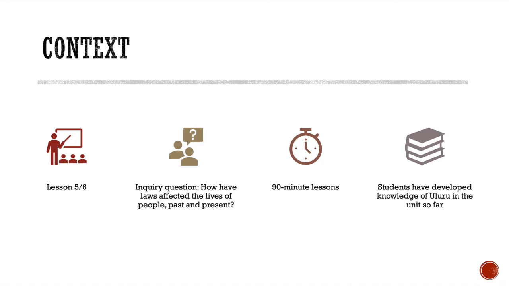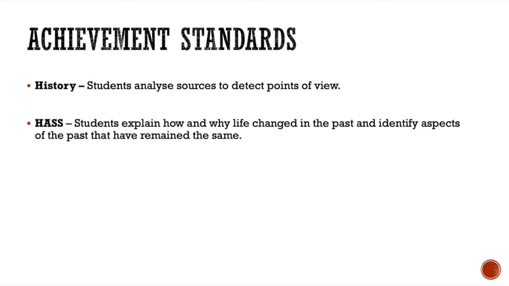Each lesson is a double lesson and therefore goes for 90 minutes. So far, the students have been developing an understanding of the significance of Uluru, its history and its meaning, and its impact on Indigenous Australians. In this lesson, the teacher will summatively assess the students on their ability to plan, present, and reflect on a structured debate. It links to the achievement standards.